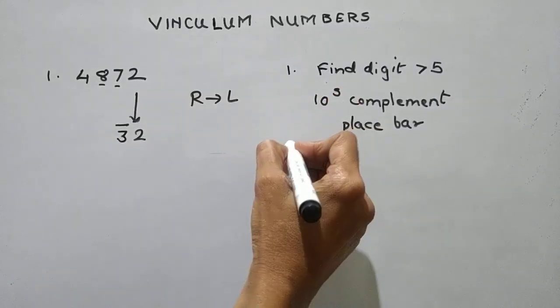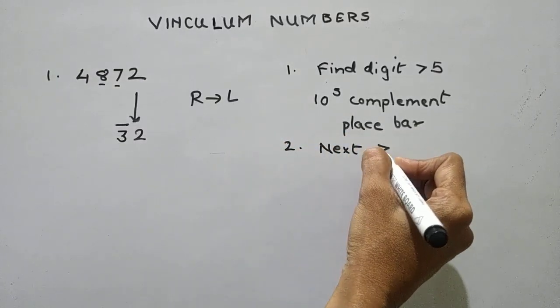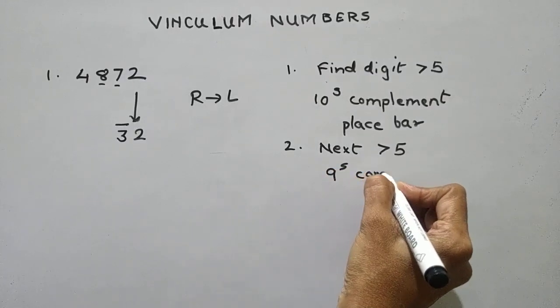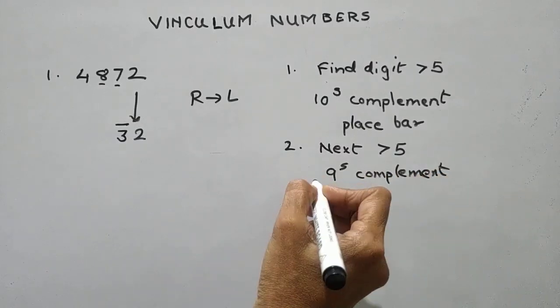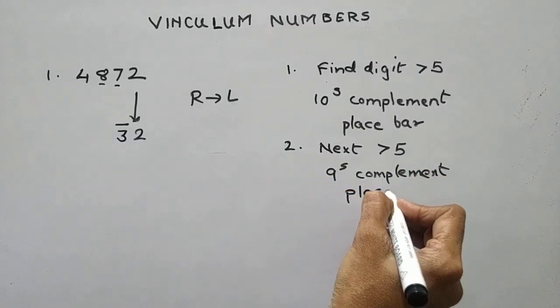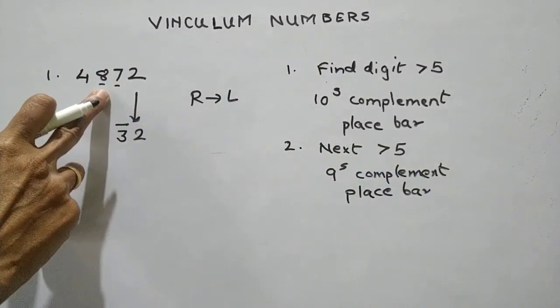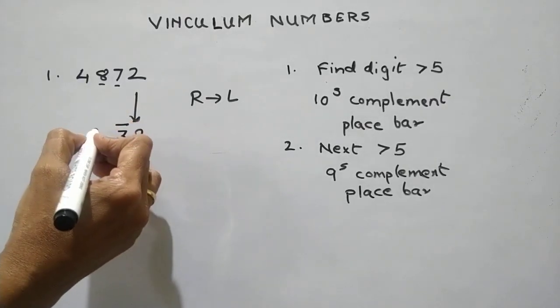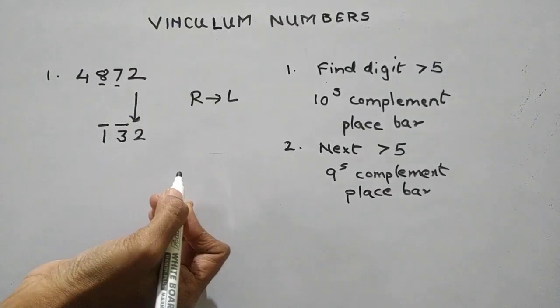Now, second step is check the next digit, and if it is still greater than 5, then we take 9's complement, and again place a bar over it. Now, next digit is 8, so it is greater than 5, so again we take 9's complement this time. 9 minus 8 is 1, and place a bar over it.